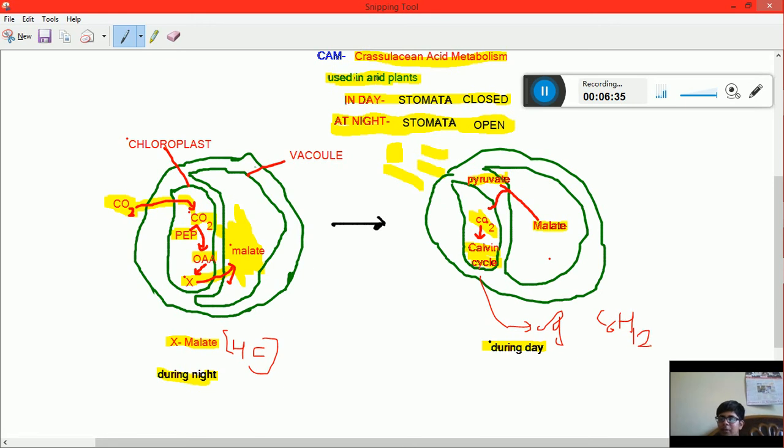Now what happens with the pyruvate? One more question might arise. What happens with the pyruvate? This pyruvate is a 3 carbon atom compound, if we say it 3C atom. What happens with the pyruvate? Basically, the pyruvate goes inside the chloroplast and is stored in the form of starch.